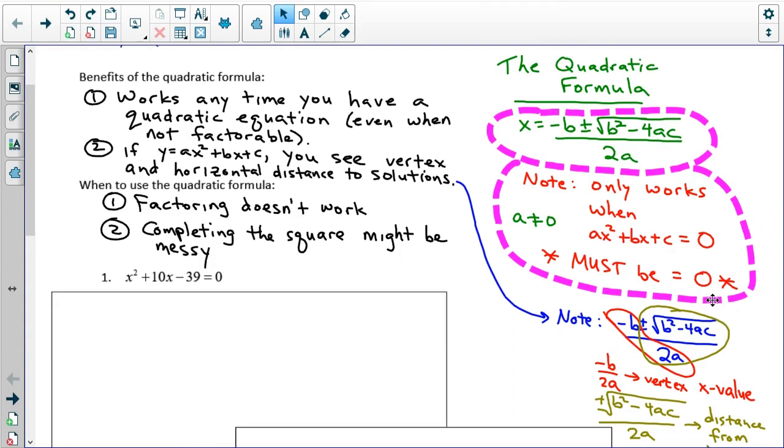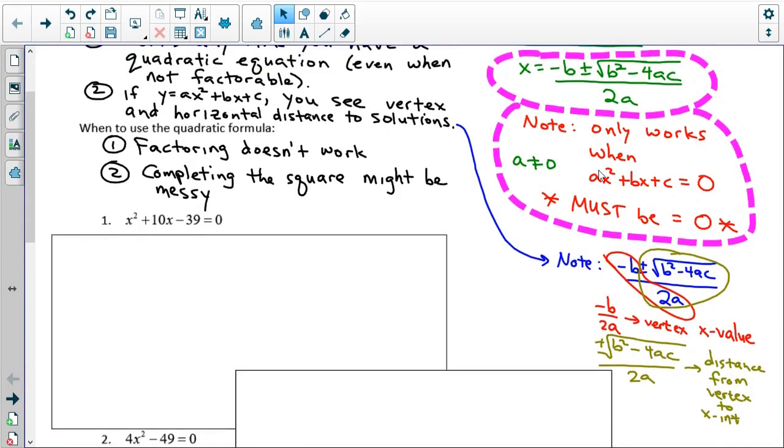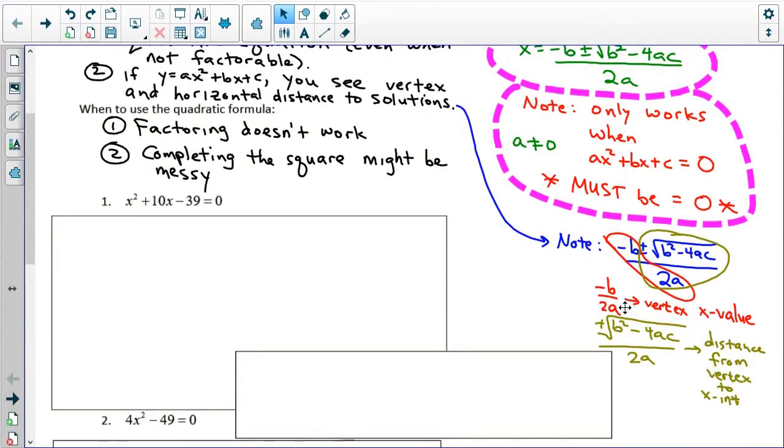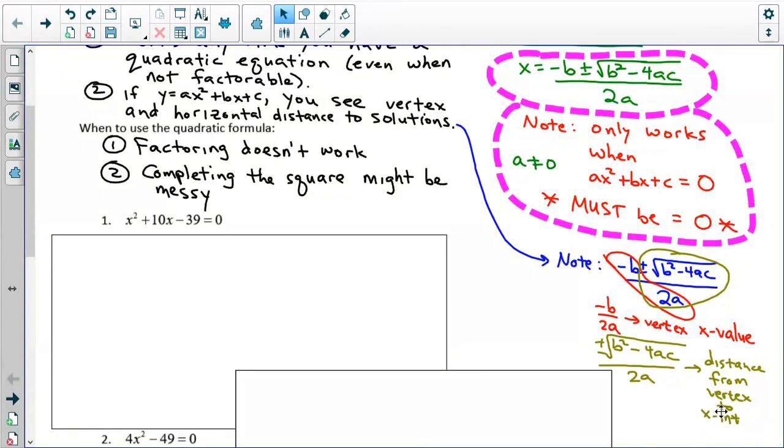Also note that the quadratic formula gives us some benefits. So if we see negative b over 2a in the quadratic formula, we know that that's the vertex x value. And we found that out from graphing a little bit ago. And then this other part, since x equals negative b plus or minus the square root of b squared minus 4ac all over 2a, gives us the distance from the vertex, or I'm sorry, gives us the x-intercept.